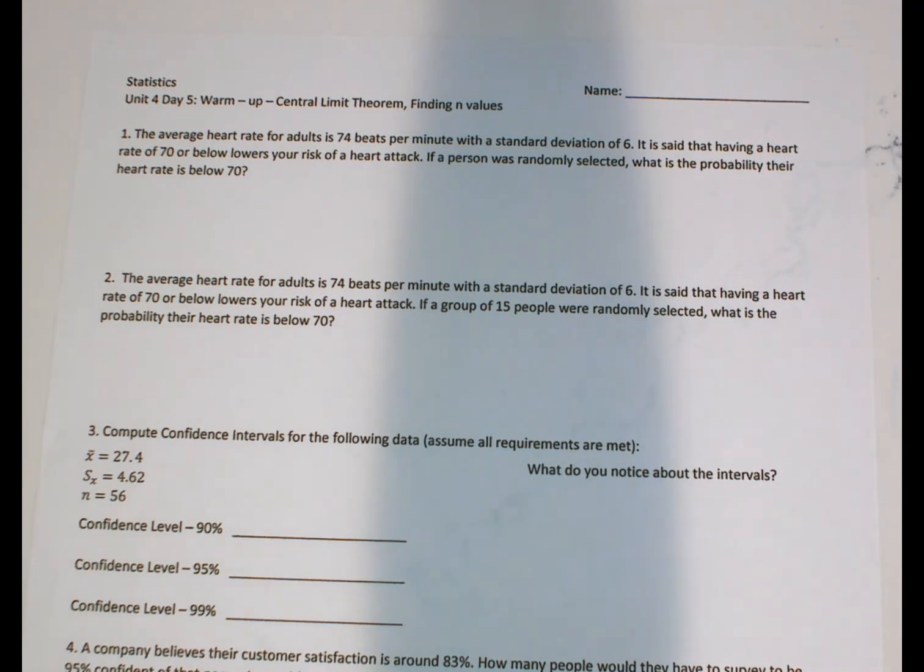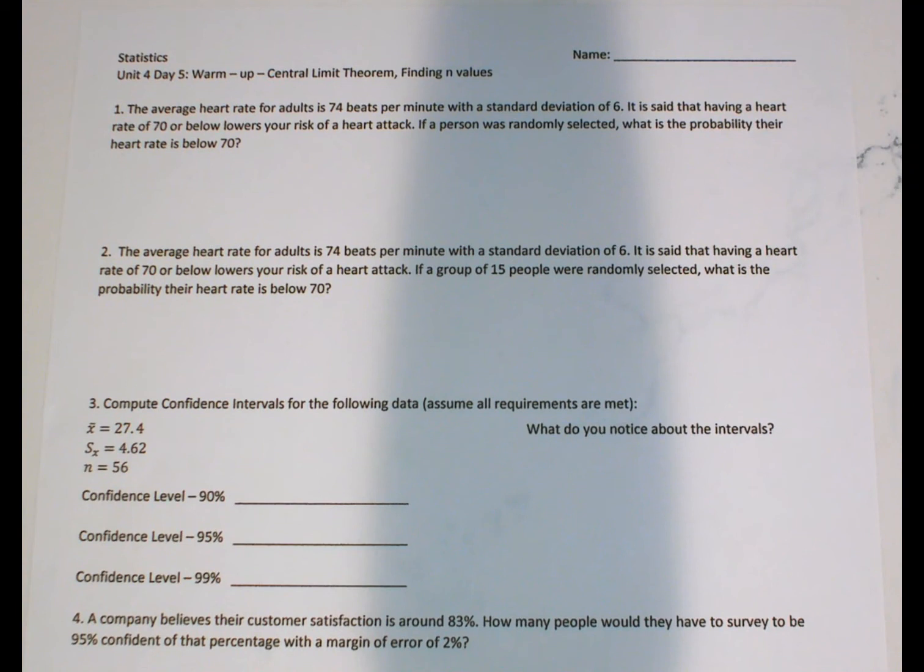I would encourage you to try them on your own to see how many you can do by yourself, but we'll go over them together so that we can get that practice in. So it says the average heart rate for adults is 74 beats per minute with a standard deviation of 6. It is said that having a heart rate of 70 or below lowers your risk of a heart attack. If a person was randomly selected, what is the probability their heart rate is below 70?